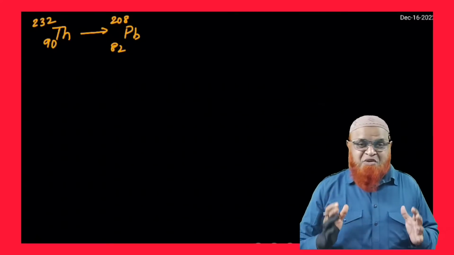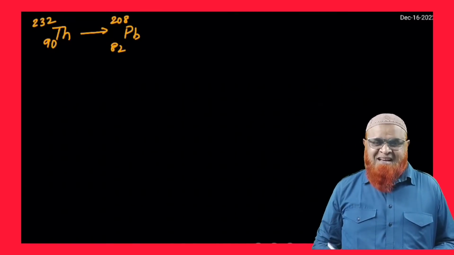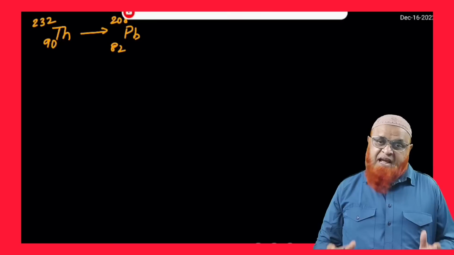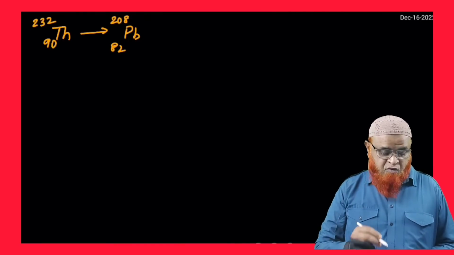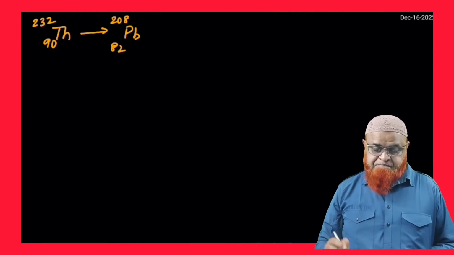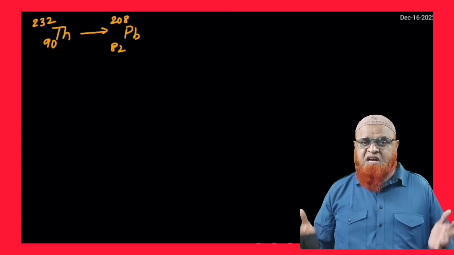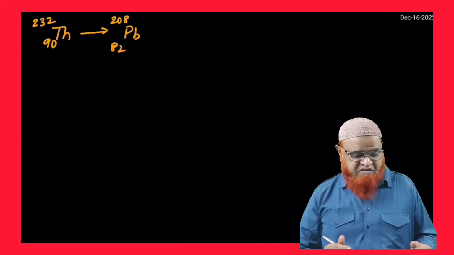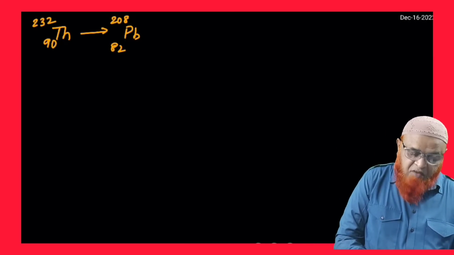Thanks. My dear students, today I would like to discuss a very simple trick. How can you find out the number of alpha and beta particles in a particular radioactivity. Like for example, if you want to convert what is this thorium into lead, how many alpha beta decays have taken place? You can find out by using this simple shortcut method. For example, thorium converts into lead.